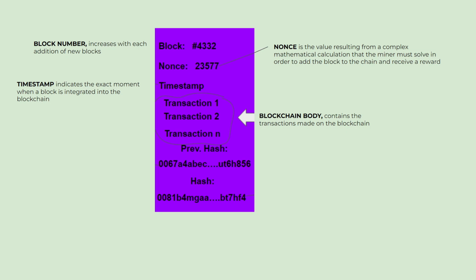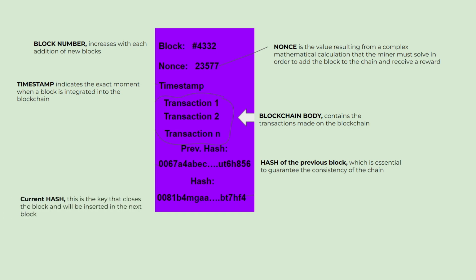Each block also has a hash, an alphanumeric code that serves as a unique fingerprint. To guarantee the consistency and security of the chain, each block includes the hash of the previous block. In addition, each block has its own hash, which will be inserted into the next block, acting as a key that seals the current block.